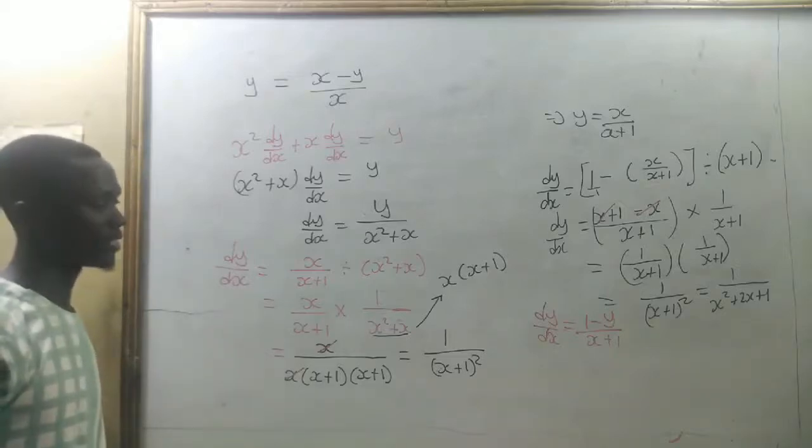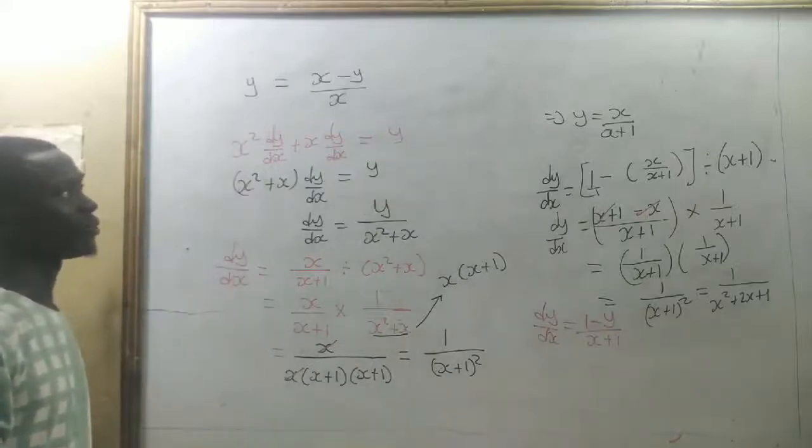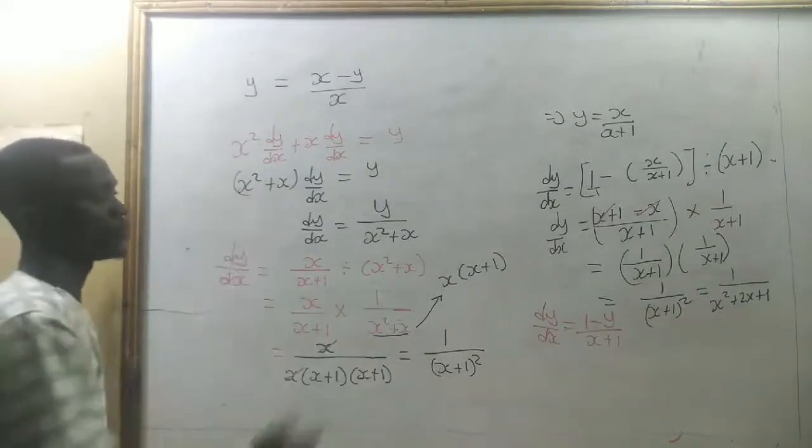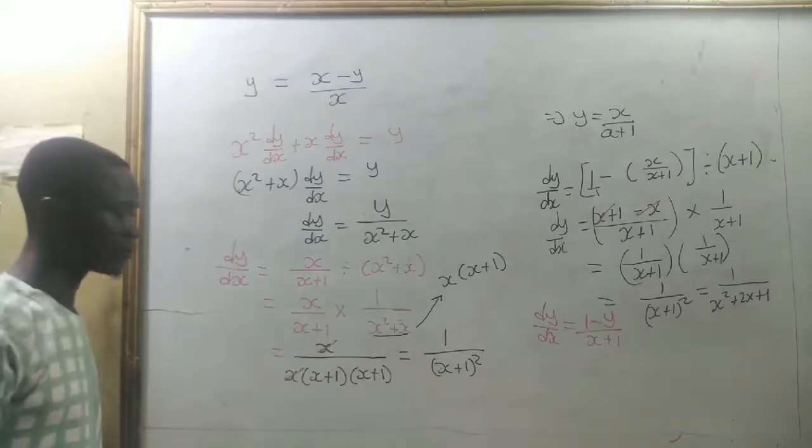Have you seen that? Very simple as that. So if we go through the quotient rule, we will get the same result. That is what we've done there. So let's take the next example.